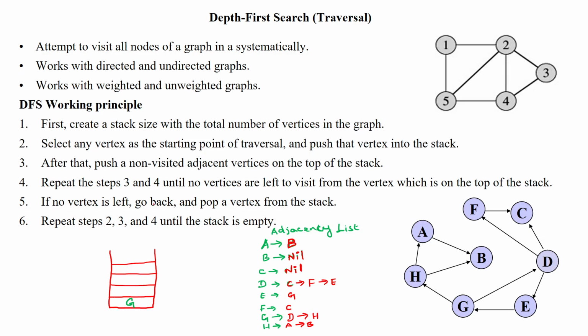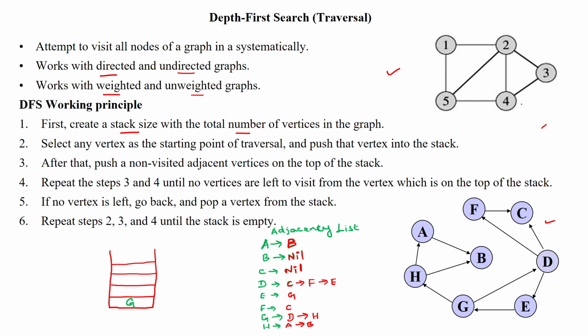Depth first search can be used for directed graphs and also undirected graphs, which is given here, and also we can use it for weighted graphs and unweighted graphs. So these two graphs are unweighted graphs. Unweighted graphs in the sense all the edges equally have the same weightage. Now in this DFS we will create the stack with a size equal to the number of vertices given in the graph.